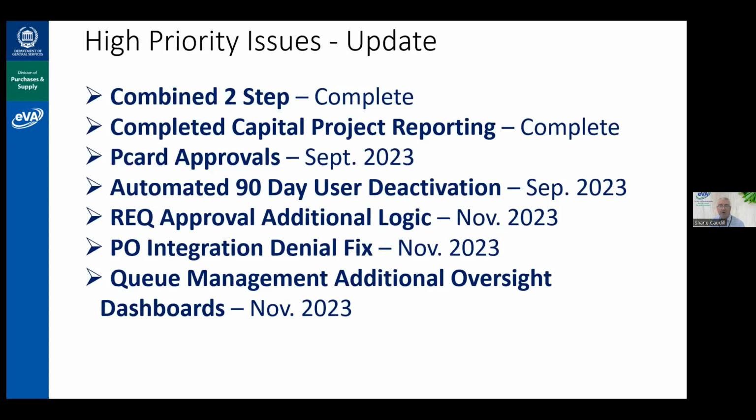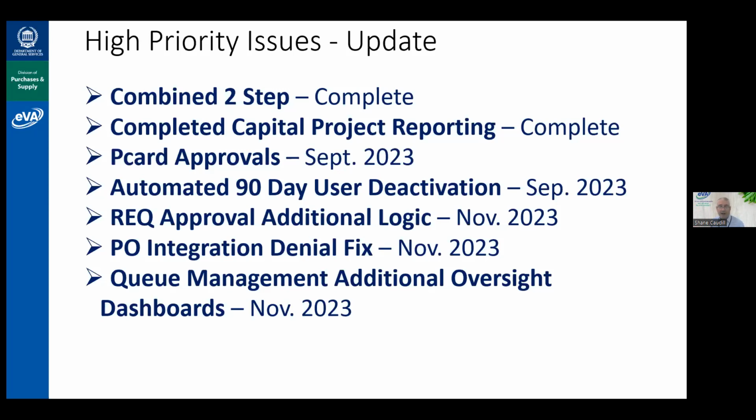PO integration denials, for those of you that do real-time integration, is a very, very important fix. When the ERP legitimately denies a transaction, we're getting a fix in so you can set that requisition back to composing, make the change and reintegrate that transaction if there is a denial from the ERP. So this is a big deal as well for those organizations that do real-time integration. That is also still tracking to November to get that fixed.